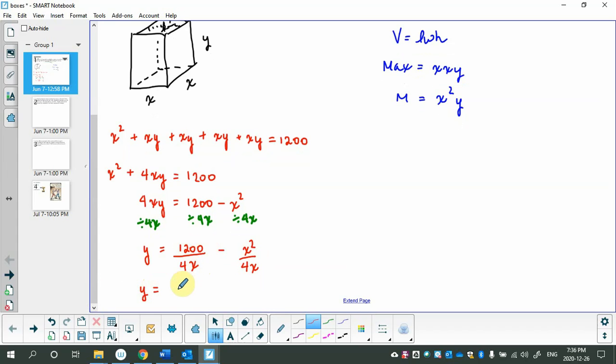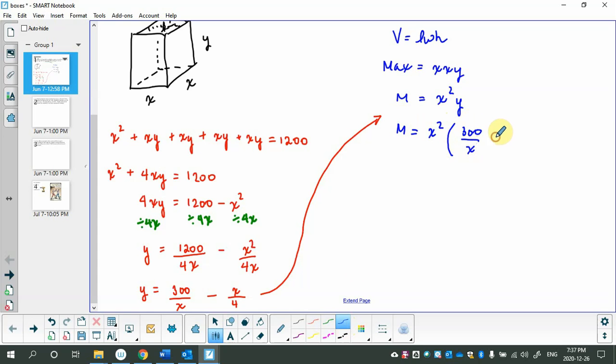So 1,200 divided by 4 is 300, and I'll have an x in the denominator, minus a single x in the numerator and a 4 in the denominator. And this is what I'm going to put in here. So this now becomes x squared times 300 over x minus x over 4.